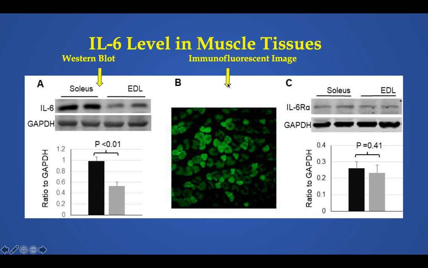And this immunofluorescent image here showed that the staining showed a stronger IL-6 signaling intensity in the oxidative muscle fibers. So the authors concluded that the oxidative muscle fibers were definitely producing more IL-6. However, they say for further study that there could be other stimulants that might work on the EDL muscle.